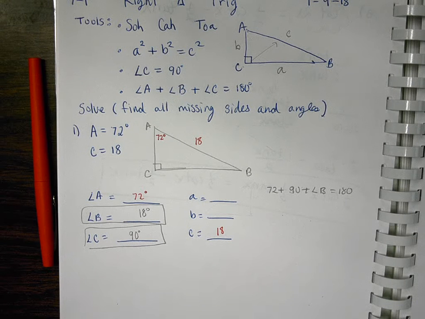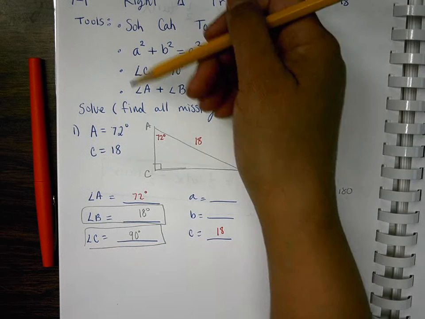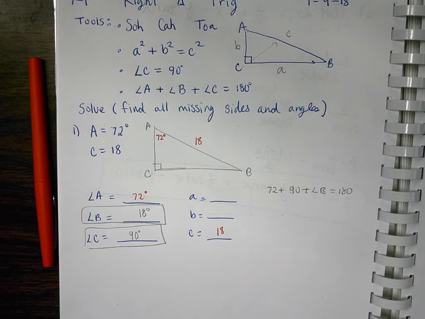Okay, questions on how we found angle B and C? All right, looking at the right-hand side, do we have enough to use Pythagorean's theorem? Nope. In order to use Pythagorean's theorem, I need to know 2 sides to find the third. Do I have enough? Nope. So what do we use from our tools that we haven't used yet? SOHCAHTOA.